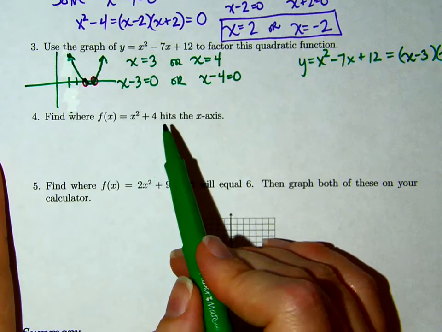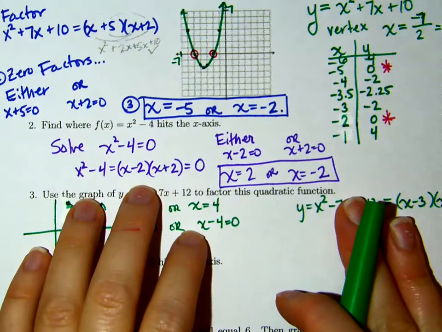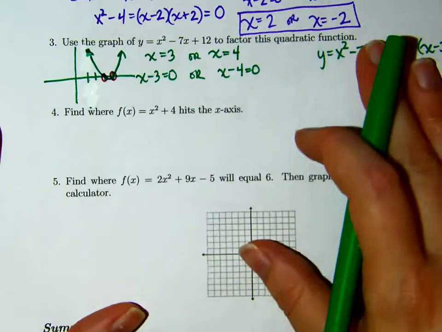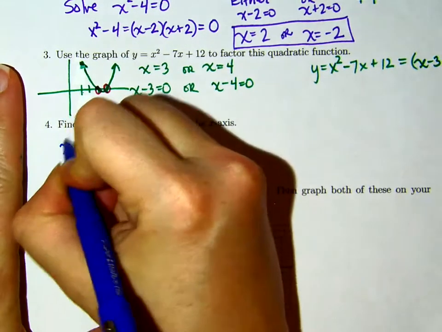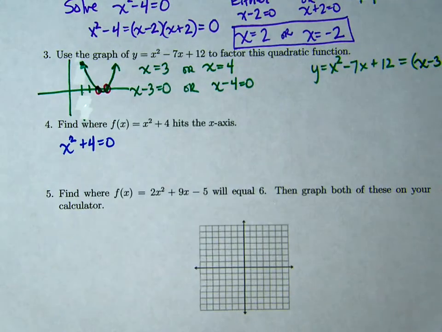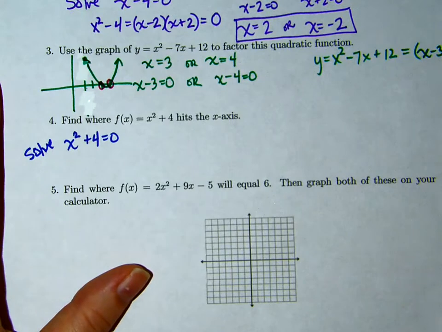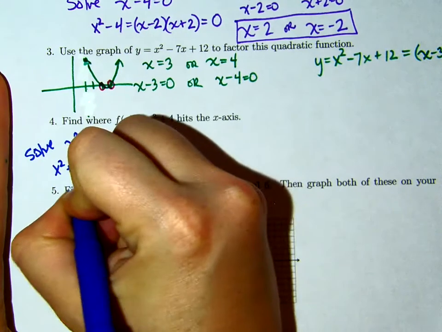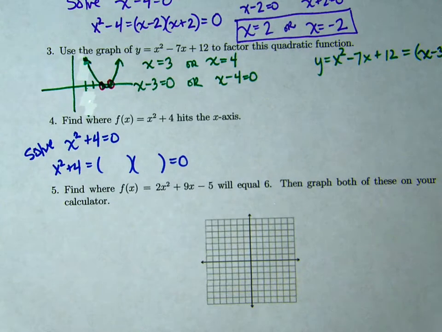Find where x squared plus 4 hits the x-axis. Well, up here we factored it in order to find that. We set it equal to 0 and then we factored it. What happens if we set it equal to 0 here? X squared plus 4 equals 0, and our job would be to solve this. So we said we would factor it and then set each factor to 0.